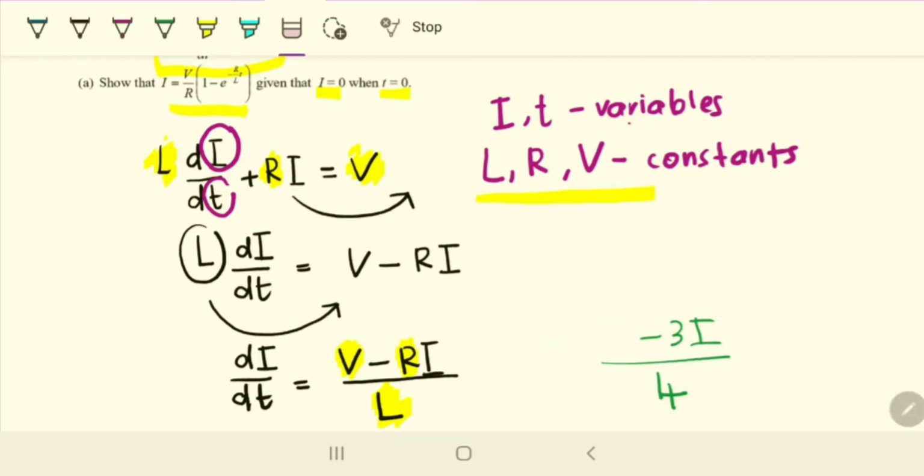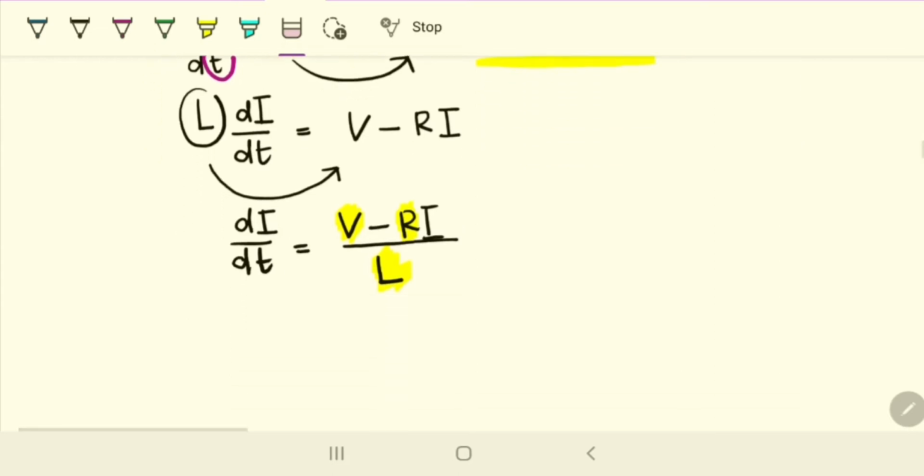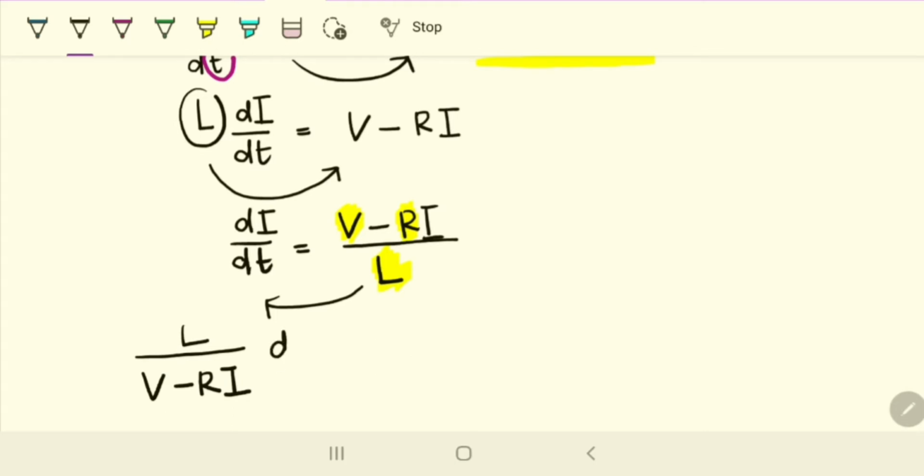Okay, let me show you how separable variable is possible. Since the yellow ones over here are constants, I can bring all of them to the left hand side like this. So I will have L over (V minus Ri) di, and dt will be on the other side. This is possible because all of these are constants. Next we will integrate both sides.